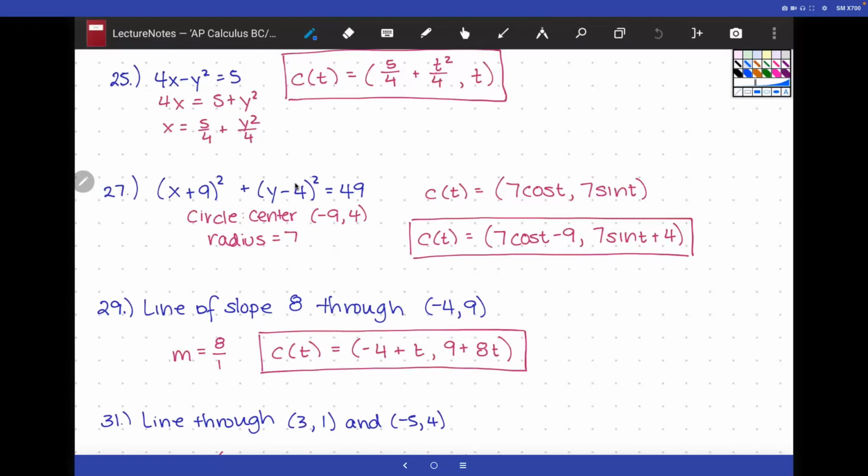So how do you know to use the sine or the cosine for x? That's exactly it. In this case, since they're just giving us a circle, there's no direction indicated. It doesn't matter. Any other questions?